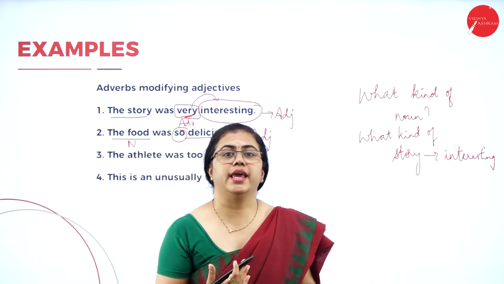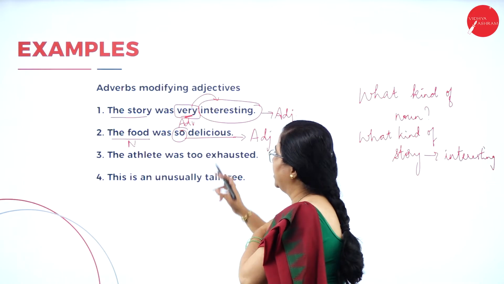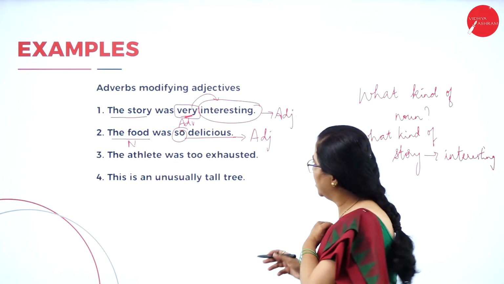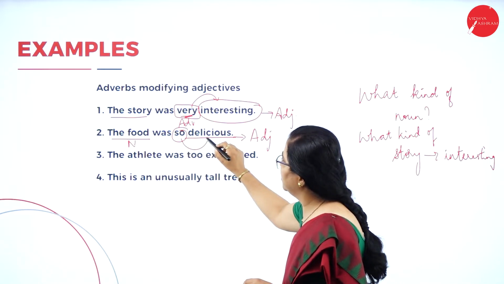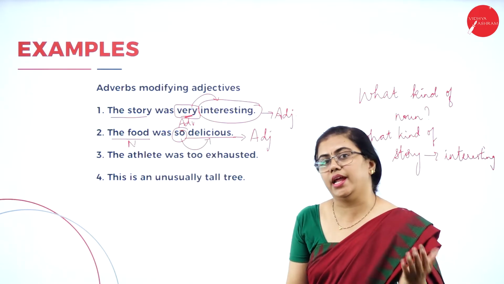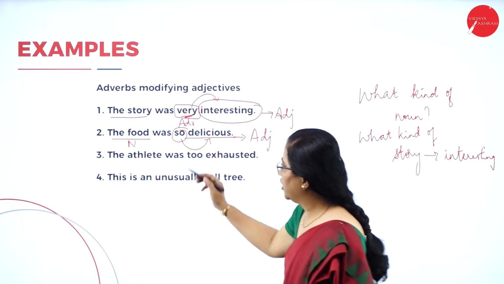So is giving us extra information about how delicious it is. Okay, so here the word so is an adverb that is modifying the word delicious, which is an adjective. Okay, let us go for another example.